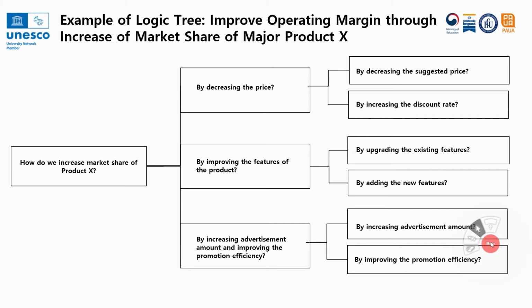And finally, let's have a look at the solution about promotions. One is increasing the advertisement amount, and the other way is improving the promotion efficiency. So the first one is about the quantity of the resources, and the second one is about the quality of the resources. By simply increasing the advertisement amount, we will increase the effort on promotions. Another way is that we do not increase our advertisement amount, but by simply improving the efficiencies, the quality of our advertisement, we can get better results in promotions.